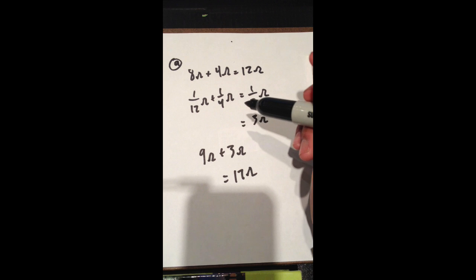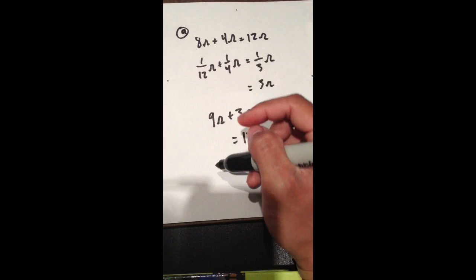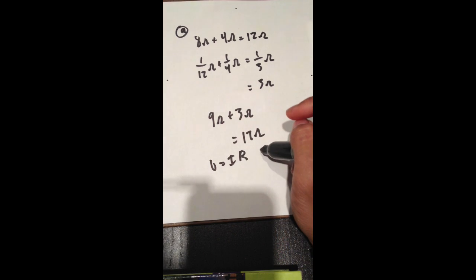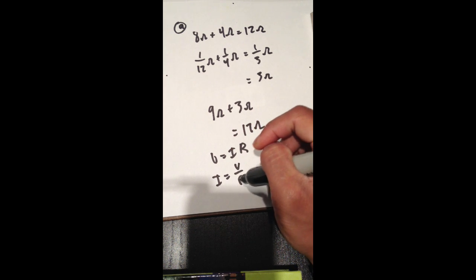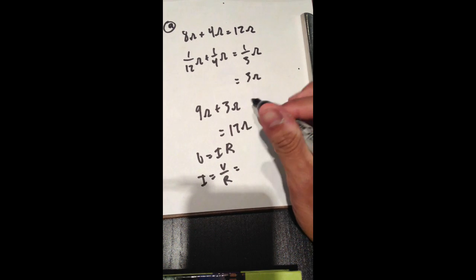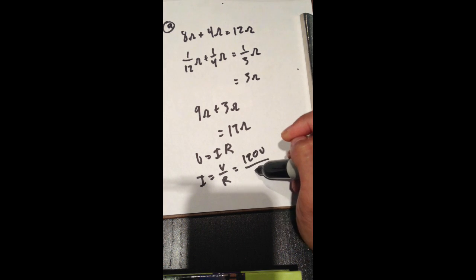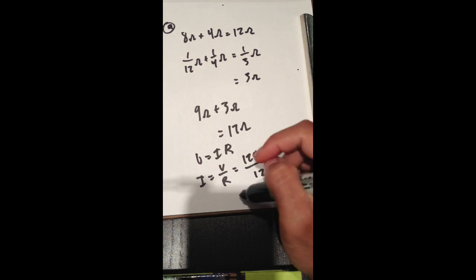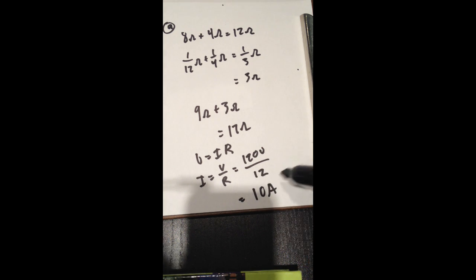Okay, so with the 12 ohms, using Ohm's law, you can do V equals IR, or I equals V over R. Total voltage is 120 volts, divided by total resistance, which is 12. So the current is 10 amps. That is your answer for A.